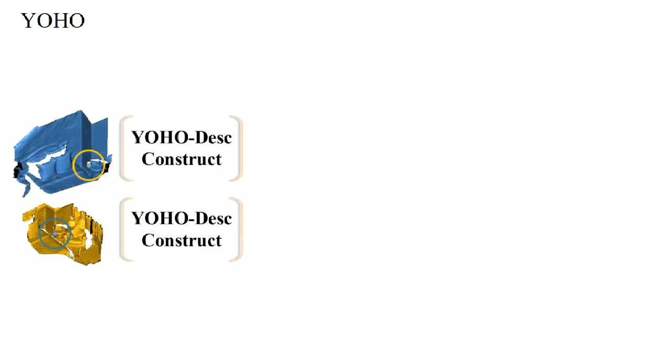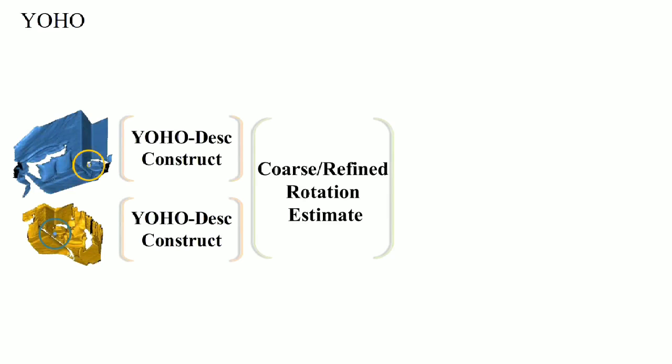The final pipeline of Yoho is shown below. Given two partial point clouds to be aligned, Yoho disk is constructed on the point clouds sparsely and is matched to build correspondences. On every correspondence, a coarse rotation and a refined rotation are estimated, which are further utilized by modified RANSAC algorithms to find correct transformations.